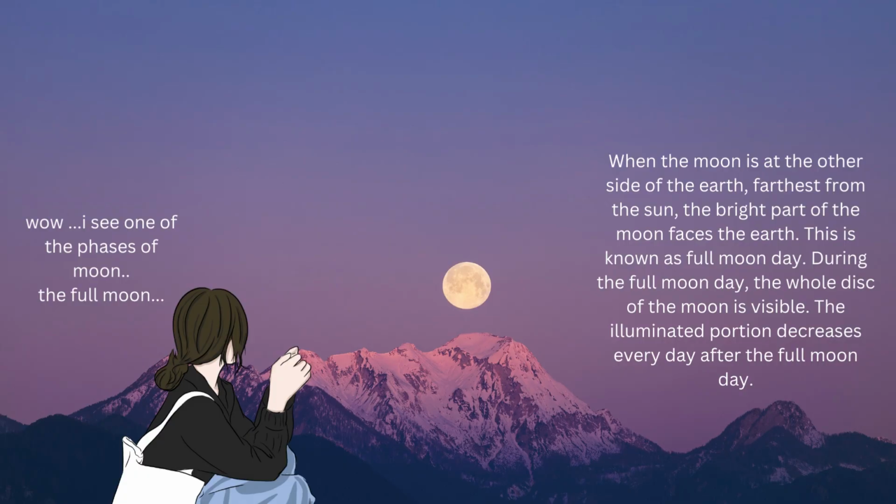Wow, I see one of the phases of the moon, the full moon. When the moon is at the other side of the Earth, farthest from the sun, the bright part of the moon faces the Earth. This is known as full moon day. During the full moon day, the whole disk of the moon is visible. The illuminated portion decreases every day after the full moon day.